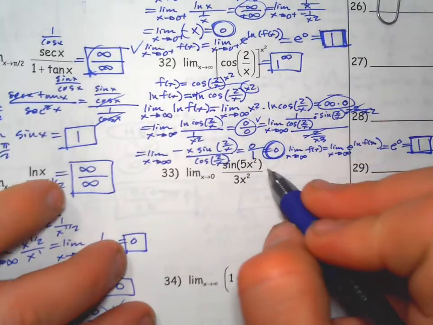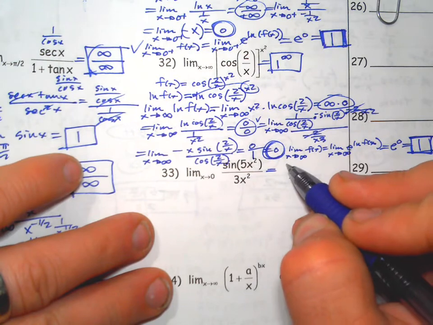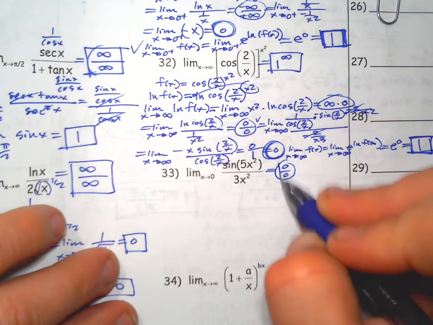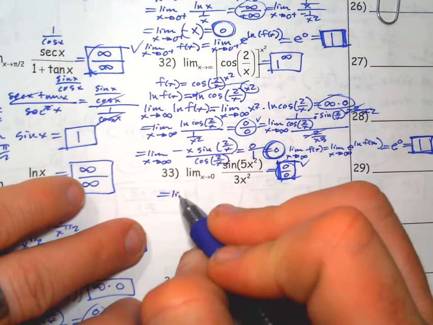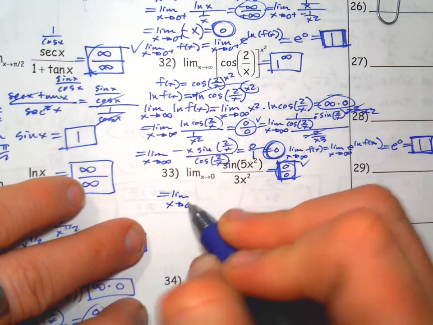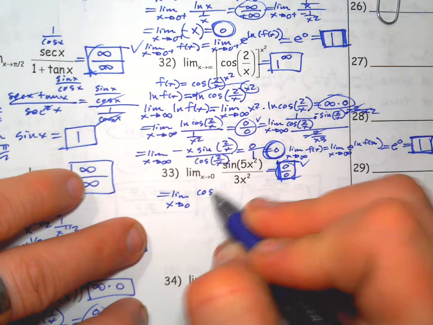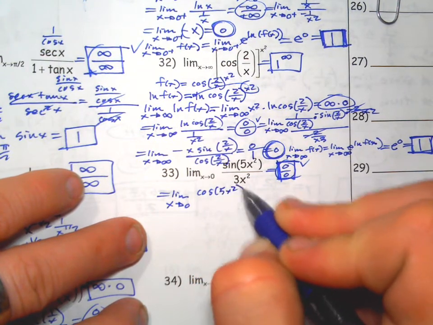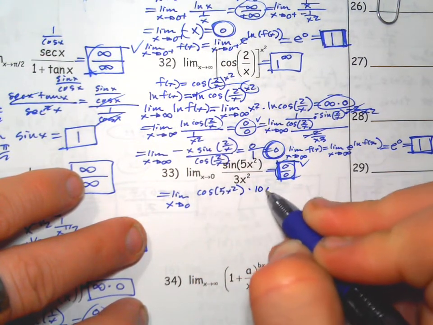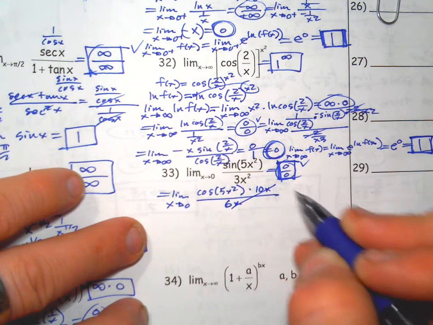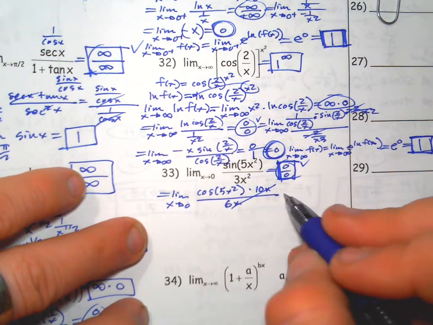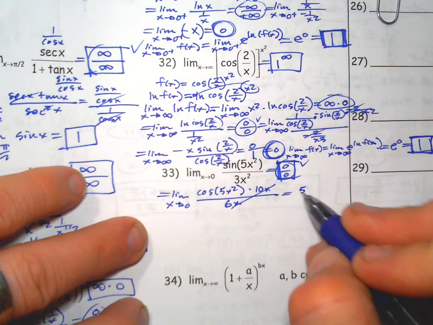Okay, getting close. This is going to be 0 over 0. All right. Nice. So it's going to be cosine 5x squared times 10x over 6x. The x's cancel. Plug 0 and that's going to be 1. So we're going to get 5/3.